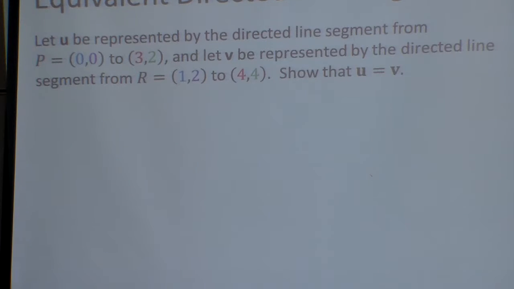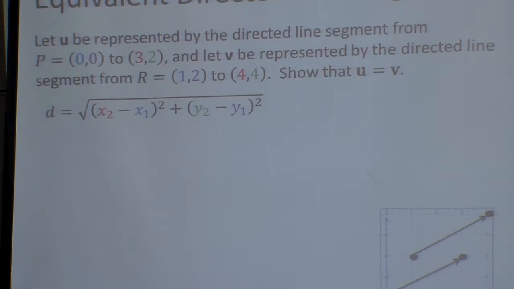All right? So what are equivalent directed line segments? Well, let U be a vector represented by the line segment from 0, 0, which is our origin, to 3, 2. And let V be represented by the directed line segment from 1, 2 to 4, 4. And we're going to show that U equals V. And the way we do this, first off, I graphed them. Do they kind of look the same? Yes, but how can we verify it? Well, let's go to our distance formula and take our x's and subtract them, and square it, plus our y's subtracted and squared to show the actual distance.